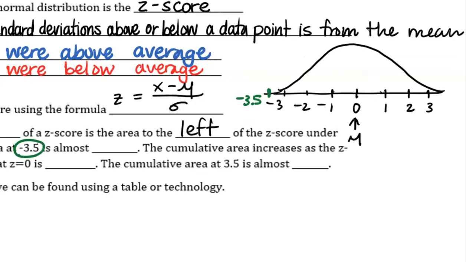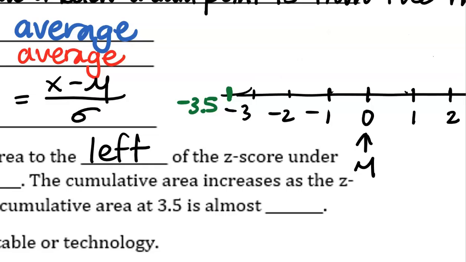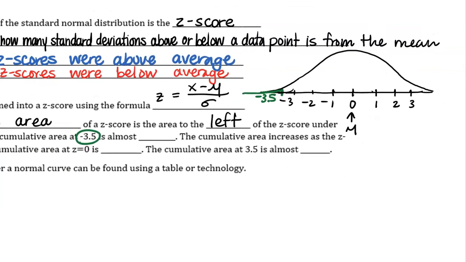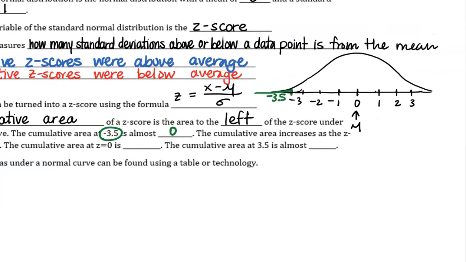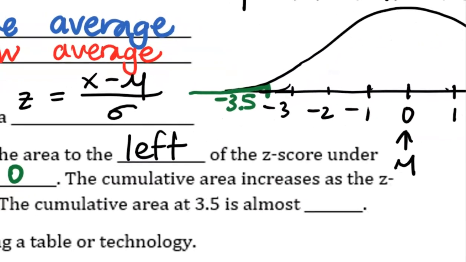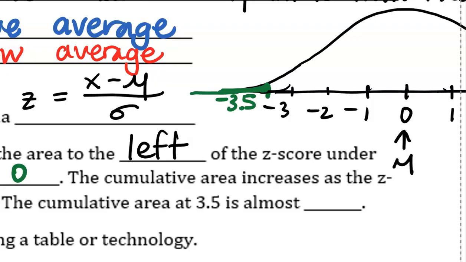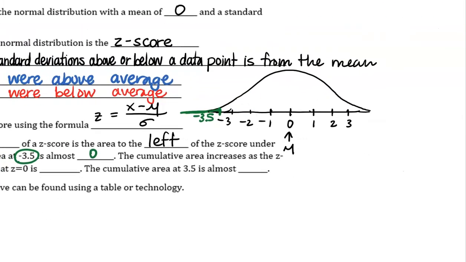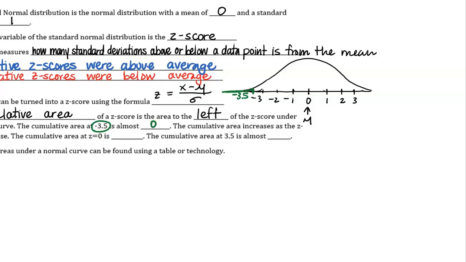Its cumulative area, and remember, technically this curve never really touches the x-axis. It just gets very close to the x-axis, and then eventually just stays very close to it. Doesn't really ever touch the x-axis. So the cumulative area at -3.5 would be whatever the area is under this curve out here. It's almost 0. So what I mean by that, at -3.5, this little sliver under the graph, that area is almost 0. Because remember, the total area under the curve is 1.